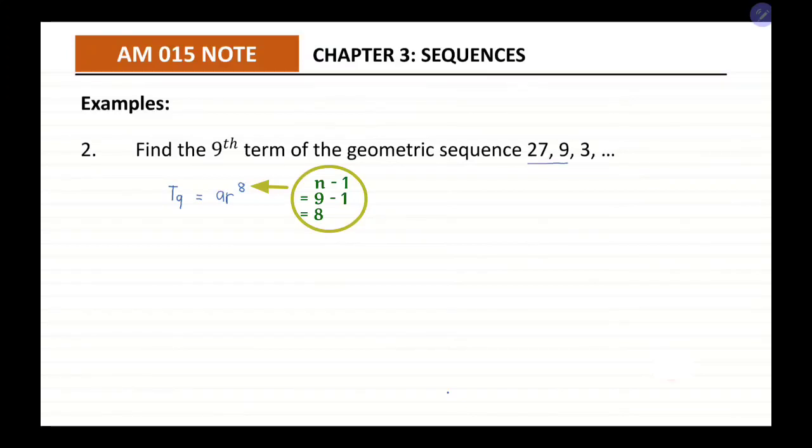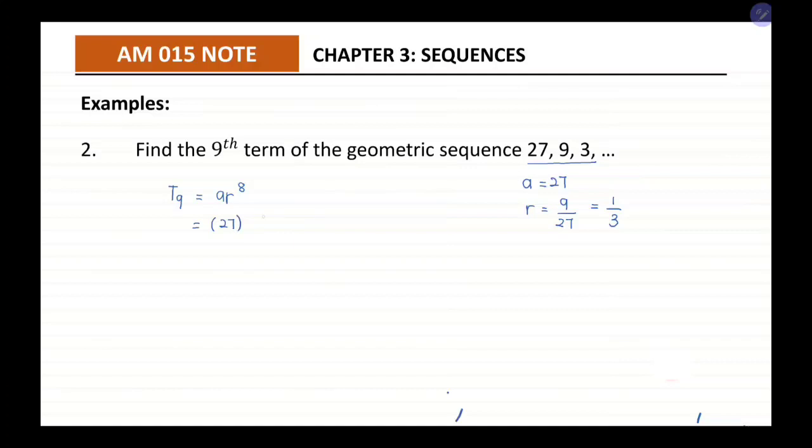Okay, from this sequence, we know that our a equals 27 and r is 9 divided by 27, so we get 1 over 3. So we substitute. Our a is 27, r is 1 over 3 to the power of 8. We can solve directly with a calculator. Then we get 1 over 243.